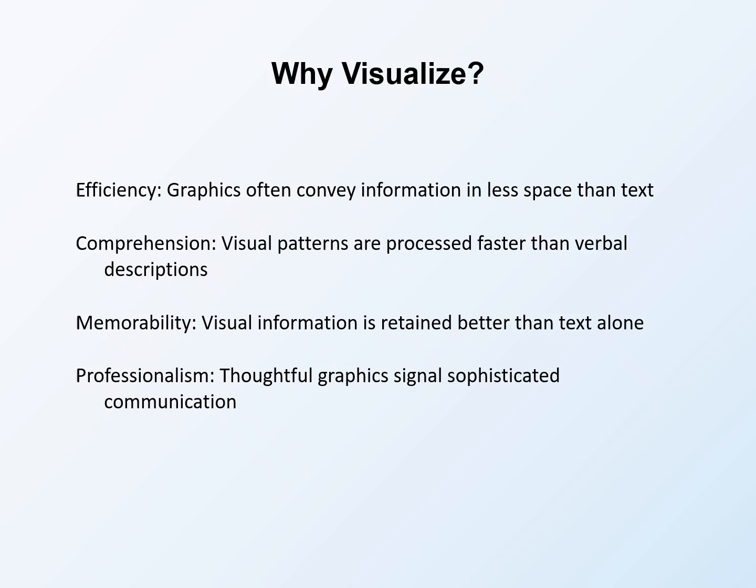Comprehension improves because visual patterns are processed faster than verbal descriptions. A bar chart showing differences between groups communicates instantly what a paragraph of numbers communicates slowly and with more effort. The human visual system is remarkably effective at pattern recognition.